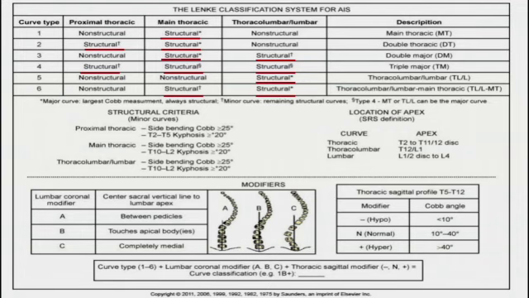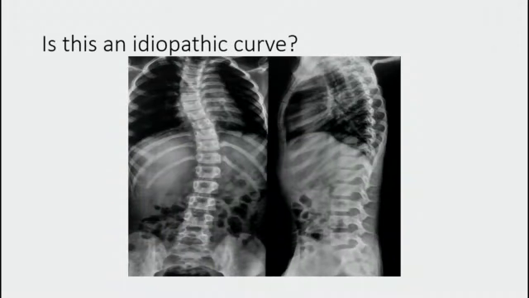This is the Lenke classification, which is commonly used for all idiopathic scoliosis. I'm not going to go into it. It's out of the purview of this talk. But basically, there are 6 types. So is this an idiopathic curve? Probably a majority of people will think it is, but it actually is not.